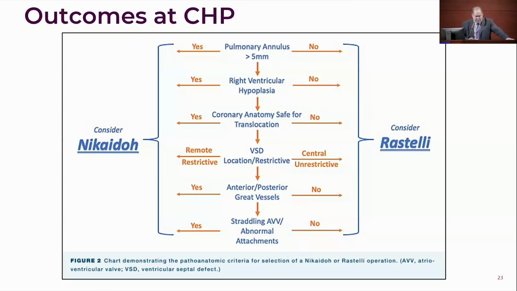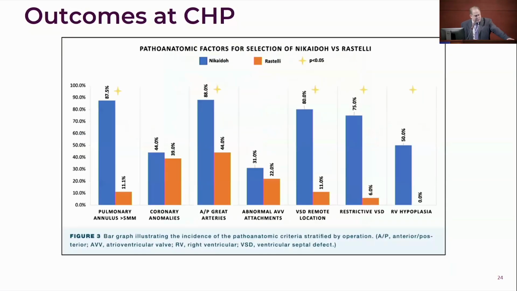And this was the purpose of this paper, to consider where basically our mind is for doing Nikaido. But we're not saying that Rastelli is a bad procedure. Rastelli is a great procedure, and there's not one size fits all. You need to consider, if you don't have these elements, the patient will be a good candidate for the Rastelli. Now, in these slides, you can see the anatomy of the pulmonary valve.